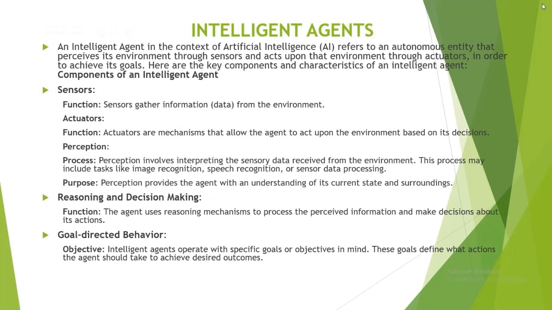And the next, intelligent agent. An intelligent agent in artificial intelligence refers to an autonomous entity that perceives its environment through sensors and acts upon the environment through actuators in order to achieve its goals. Using the actuators and the sensors, it will act like a human. So, what are the main components of an intelligent agent? Sensors, actuators, perception, reasoning, decision making, and goal directed.